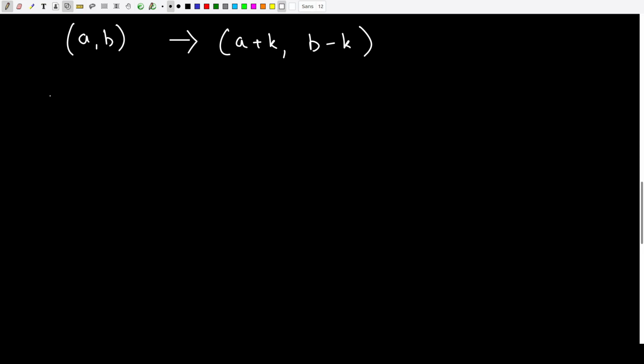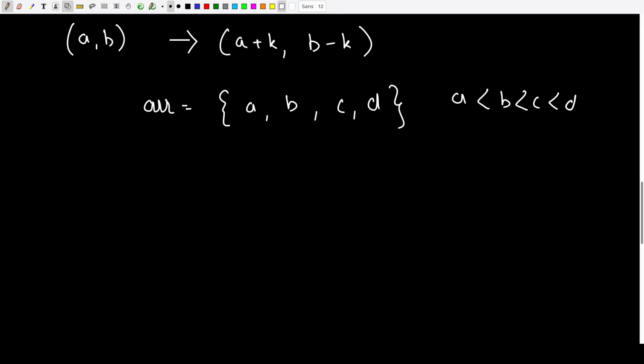And finally, folks, there is one more concept which we need to understand in order to solve this problem. So let us say the array which is given to us was A, B, C and D. And please note this is sorted. So A is less than B, B is less than C and C is less than D. Now let's say we are operating on the pair B comma C.